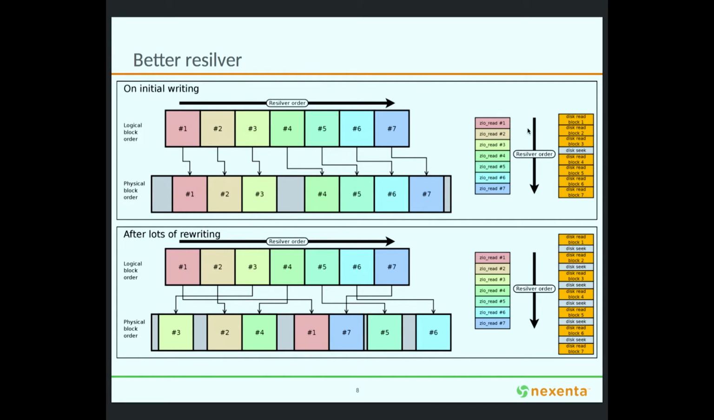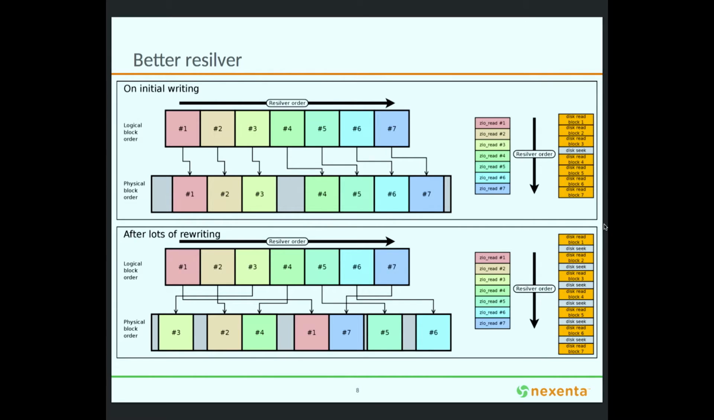From the point of view of the resilver, it'll issue reads for blocks 1 through 7, pretty much in sequence. And what the disks will see is blocks 1, 2, 3, skip, 4, 5, 6, and 7. So that works reasonably well. This is on your initial writing, when you've just filled up your file system and you're going to be running scrub or resilver. Now the problem is, what happens if you've rewritten lots of data?